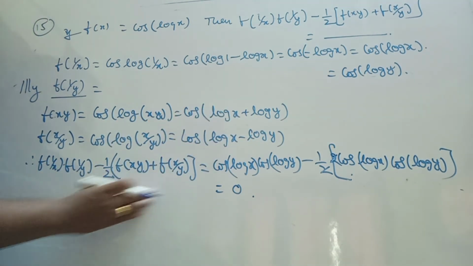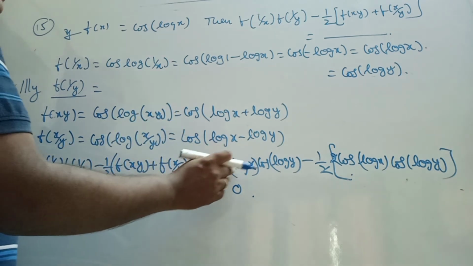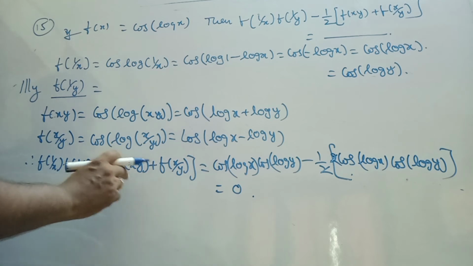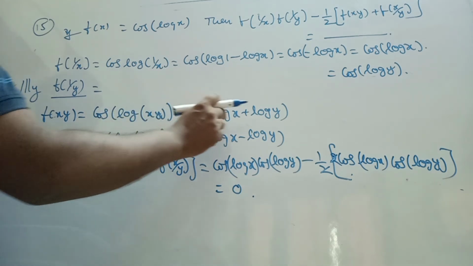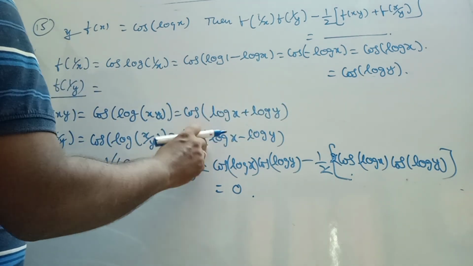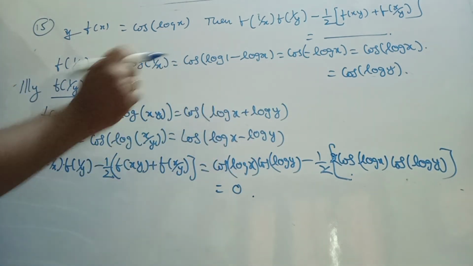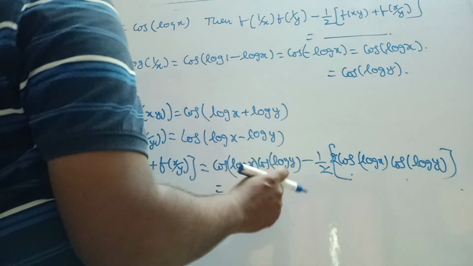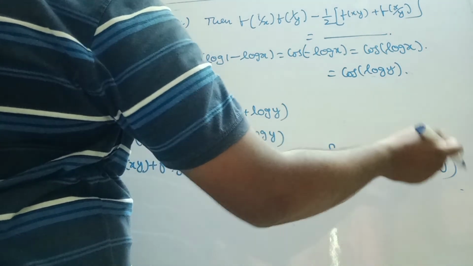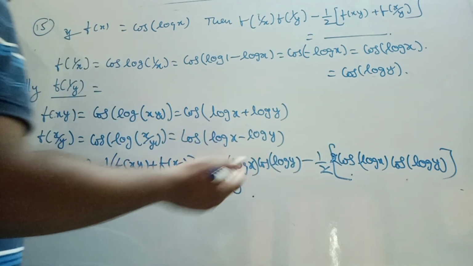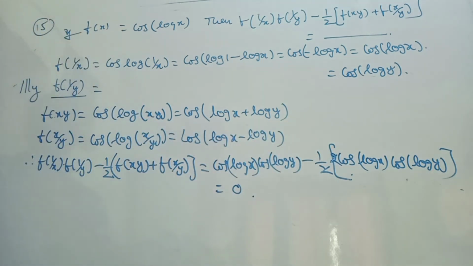Now we just put these values: f of 1 by x is this, f of 1 by y is this, minus 1 by 2 into f of xy plus f of x by y. That is cos of log x plus log y plus cos of log x minus log y. That means cos of a plus b plus cos of a minus b, that means 2 cos a cos b. Now this is equal to 1 by 2 into 2 cos log x cos log y. 2 cancels. Now cos of log x cos log y, this total cancels and we get 0. The answer is 0 for this. Therefore, for the 15th one, option 1, the answer is 0. Option 1 is correct.